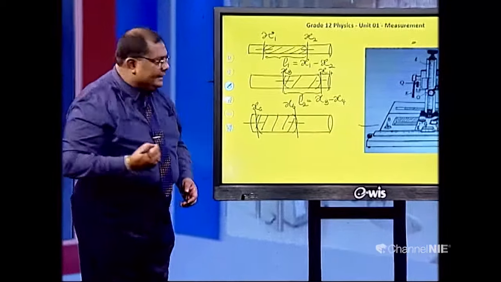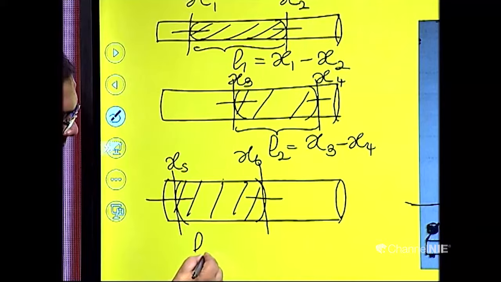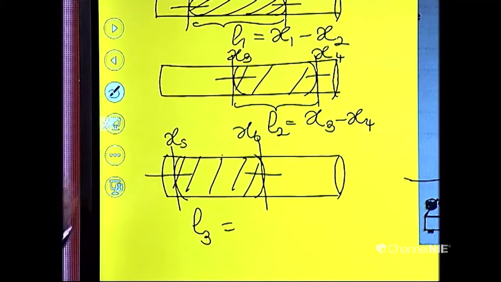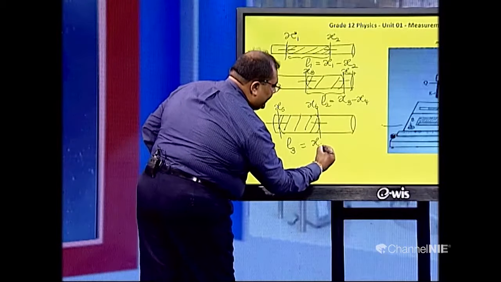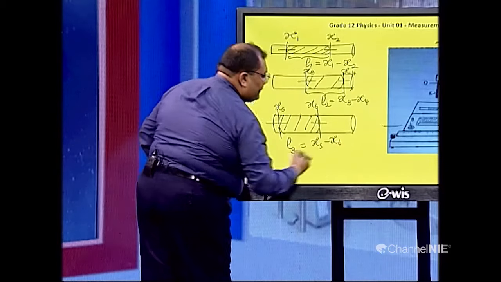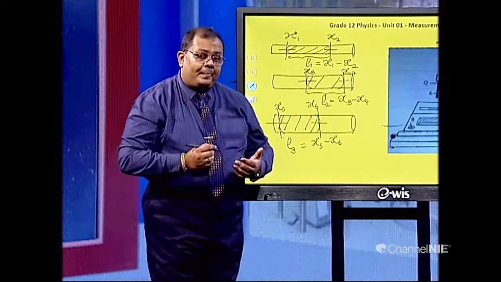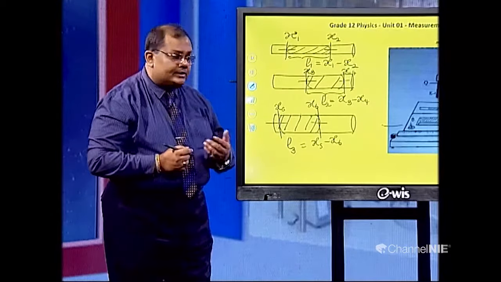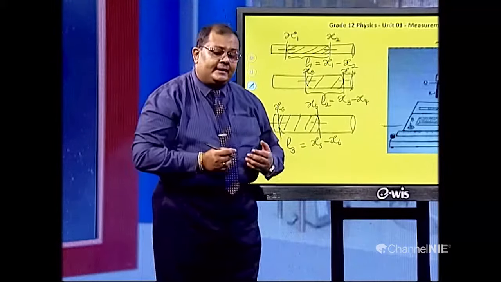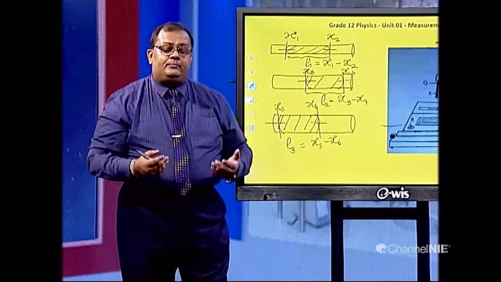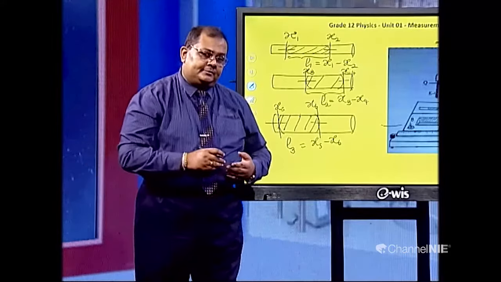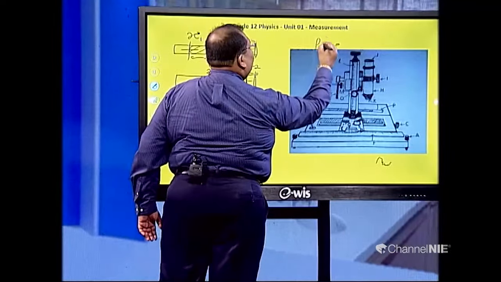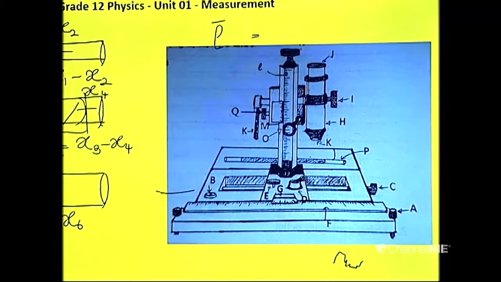Then you can measure again the length of the mercury pellet, L3, by the difference of x5 and x6, big one minus small one, x5 minus x6. Now the next step, we can calculate the average length. Why are we taking this many readings? To minimize random error, to minimize human error. Then we can measure the average value for the length of the mercury pellet.